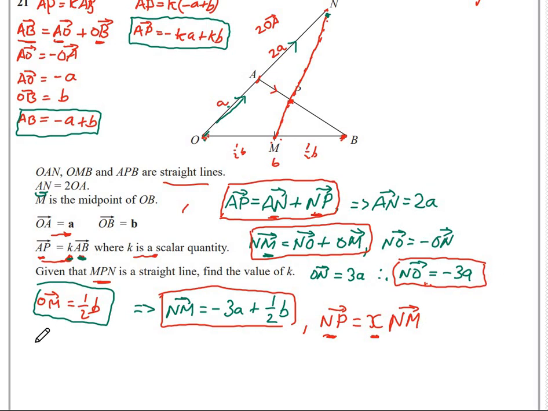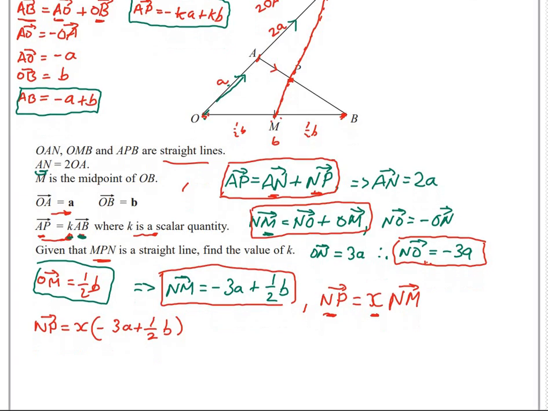MP equals x times, what does NM equal? Minus 3a plus half b. Okay?